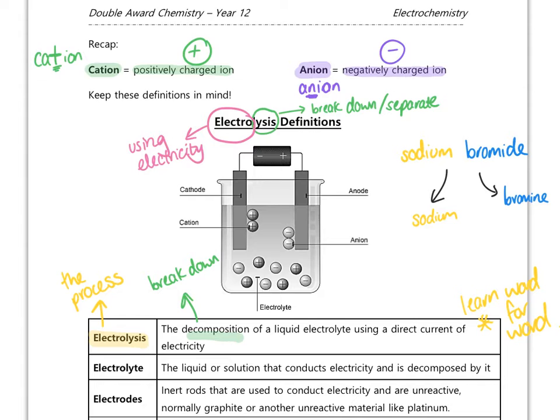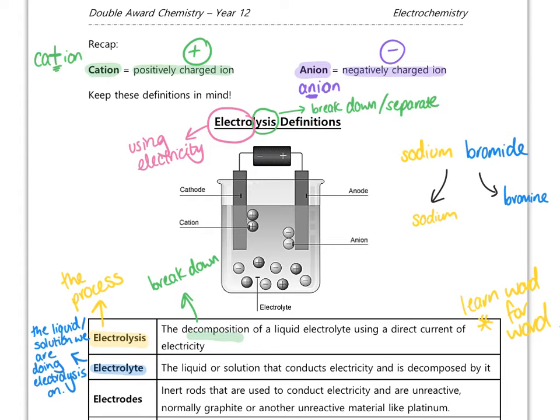So electrolysis is the process. We then come to this definition, electrolyte. An electrolyte is essentially a liquid or solution that we are doing electrolysis on. So it's the compound which has become a liquid, that we are doing electrolysis on. So the definition of it is the liquid or solution that conducts electricity. It's important that it is a conductor of electricity, otherwise this doesn't work, and is decomposed by it. So essentially it's the liquid or solution that we are breaking up.